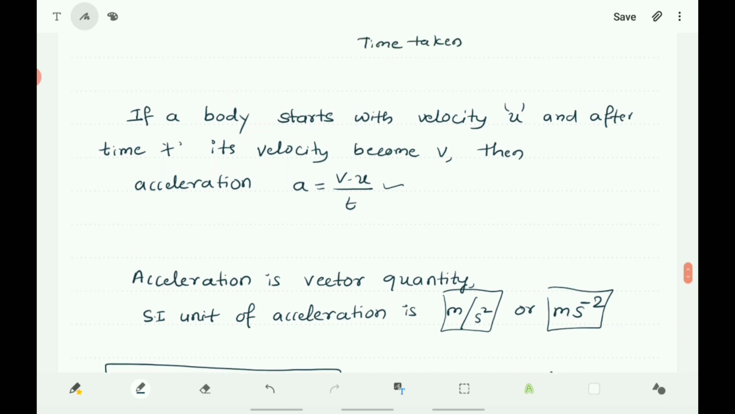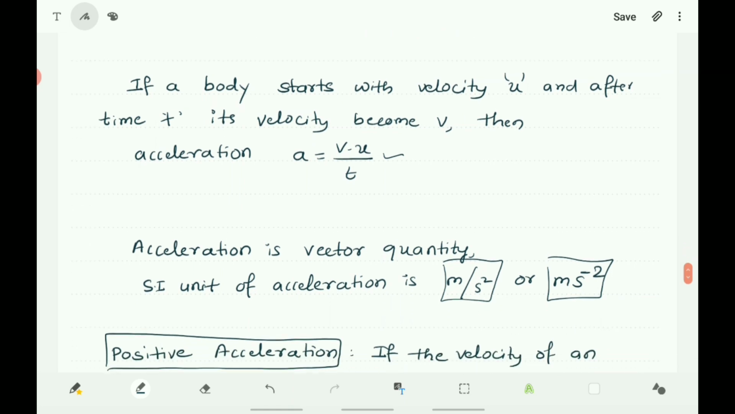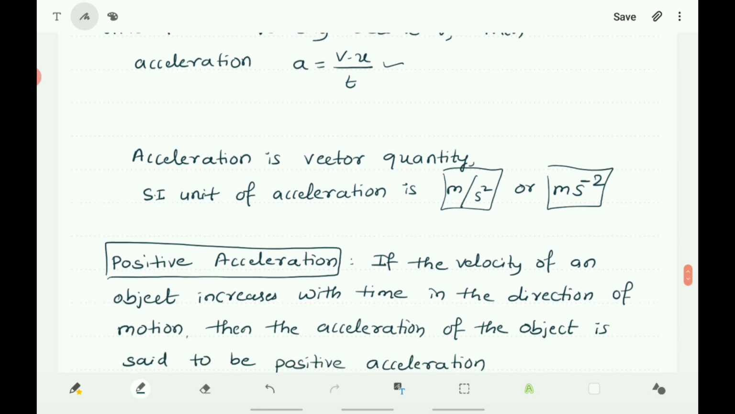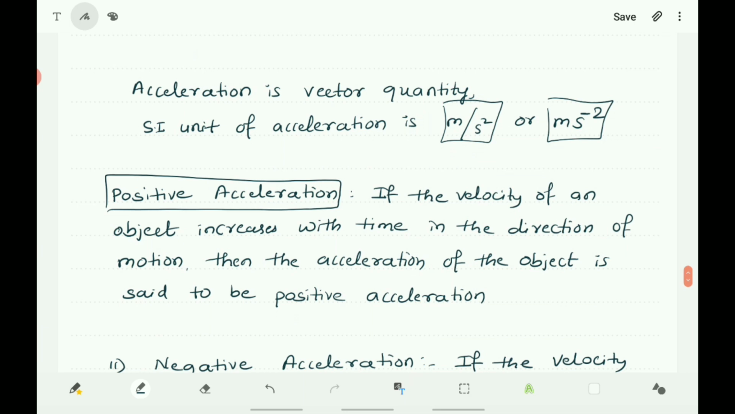Here the acceleration means change in velocity. Change in velocity means increase in velocity or decrease in velocity. Therefore, increase in velocity means the acceleration is positive, decrease in velocity means the acceleration is negative. So what is positive acceleration? If the velocity of an object increases with time in the direction of motion, then the acceleration of the object is said to be positive acceleration.